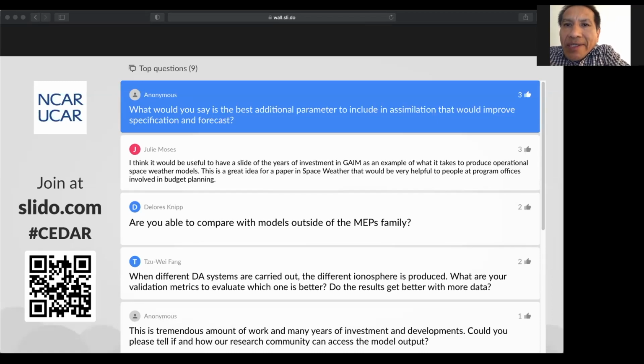What would you say is the best parameter to include in a simulation that would improve a specification of forecast?